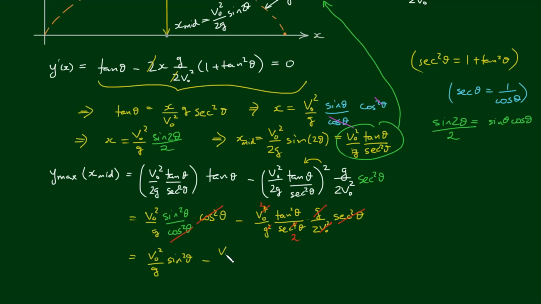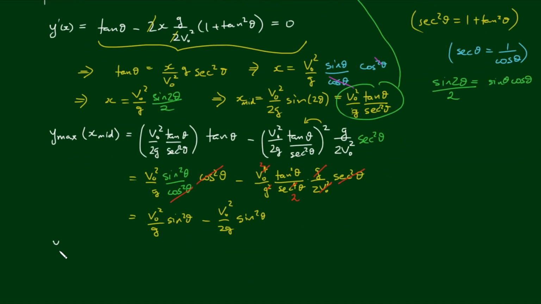minus v0 squared on 2g by tan squared of theta on sec squared of theta, which we already know reduces to sine squared of theta. So once we subtract those two terms, we have y max is equal to v0 squared on 2g by the sine squared of theta.